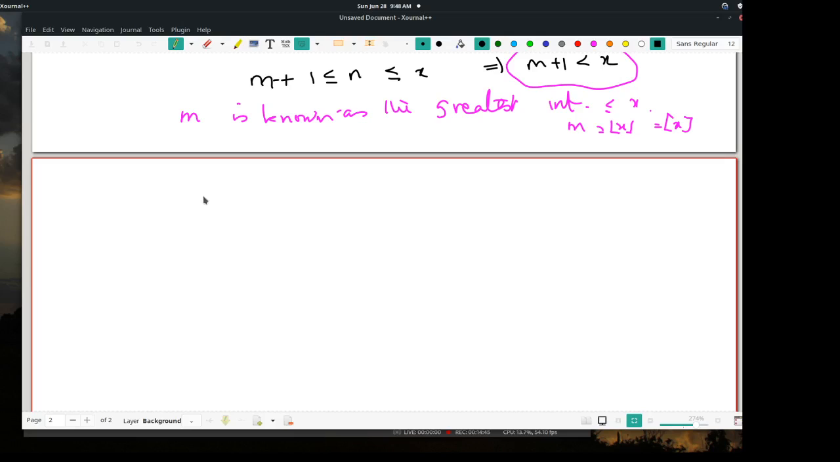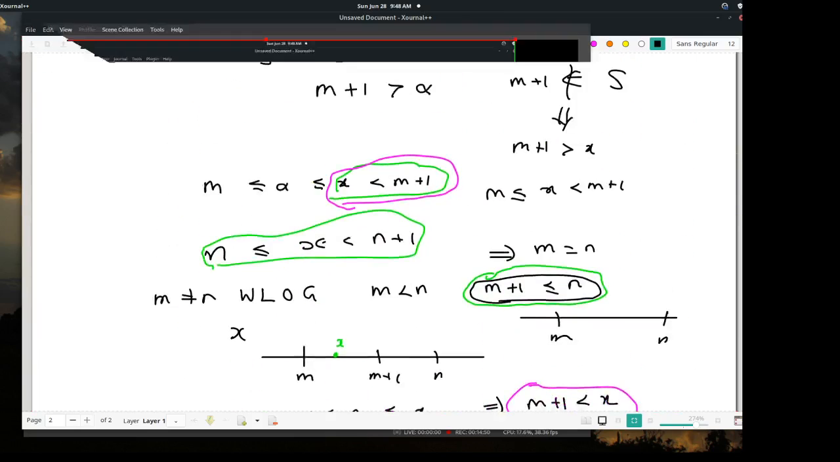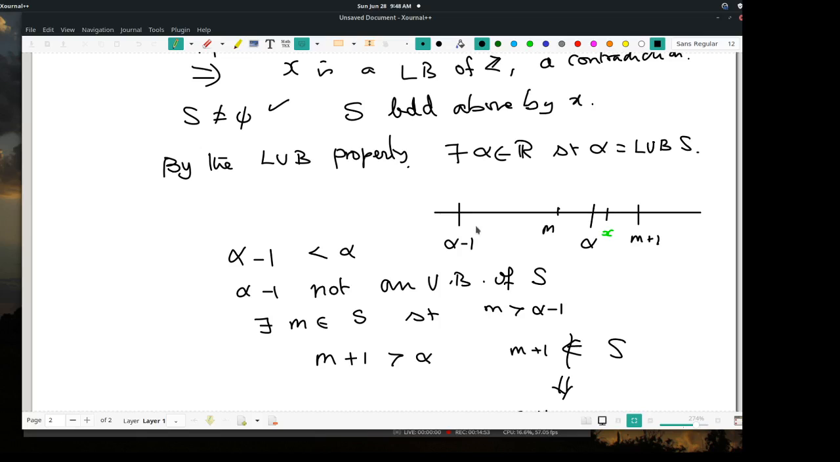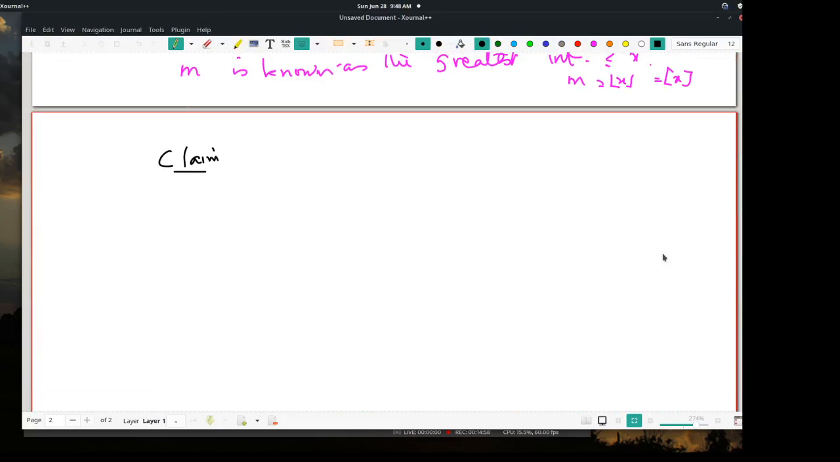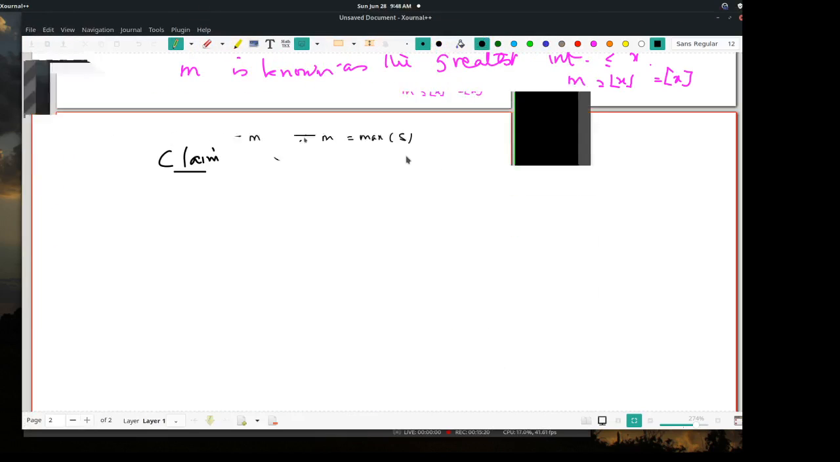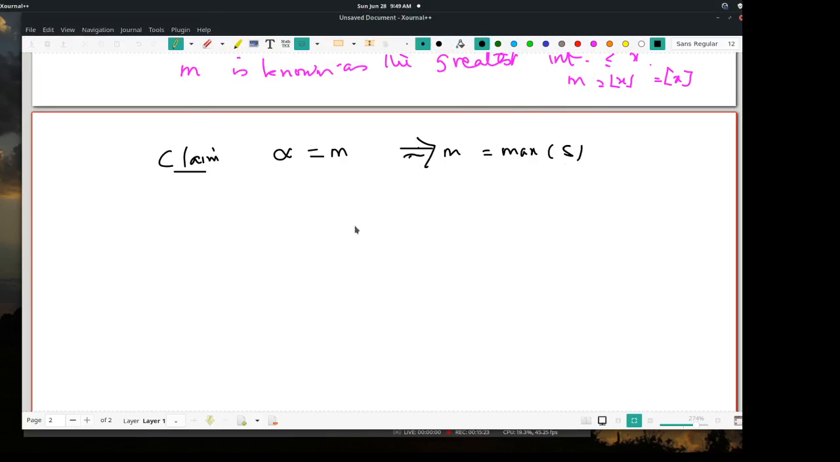Okay, now let's look at M. I want to claim the proof is over, but my intuition told me this S has to have a maximum. I claim the M which I found is the maximum. Why? That is, I have to prove alpha is M. If I prove alpha is M, then this is an upper bound which belongs to the set. Therefore, it must be the maximum. This we have seen in the upper bound video, right? Okay. So, therefore, M equals the maximum of S. This will follow. Okay. But why is this true?